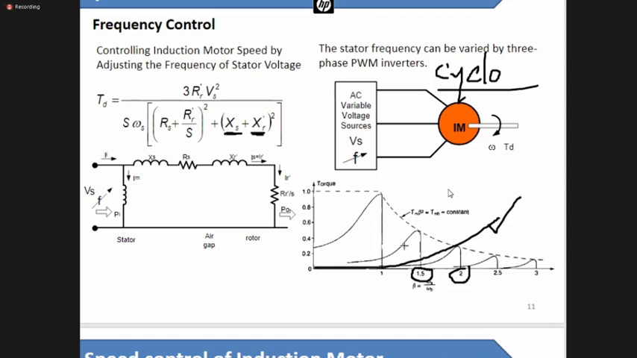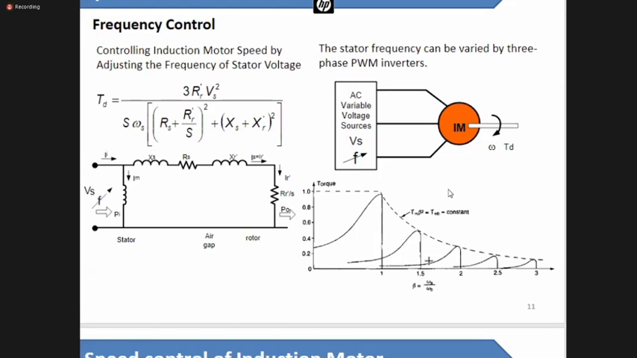So it should cross the free running plot at a certain point, and you can eventually find the ultimate speed of the induction motor. Okay, so this is how you can change the frequency to a certain level and run the motor at a new speed.